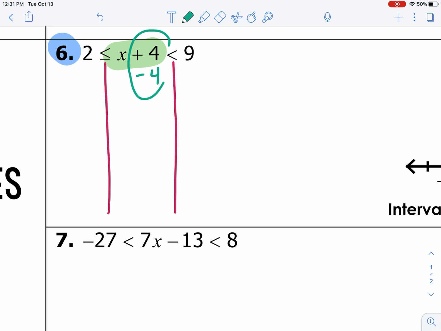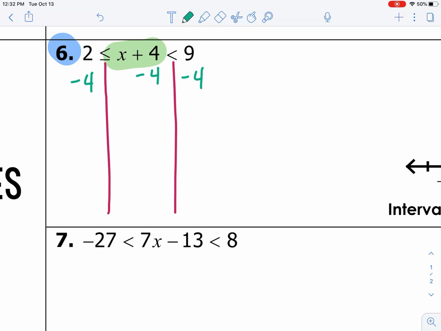It's a three-headed dragon because if I subtract 4 here, I have to subtract 4 here, and I have to subtract 4 here. So instead of doing the subtract 4 twice, like normal, we have to do it 3 times for all 3 parts of the inequality: the left, the middle, and the end.